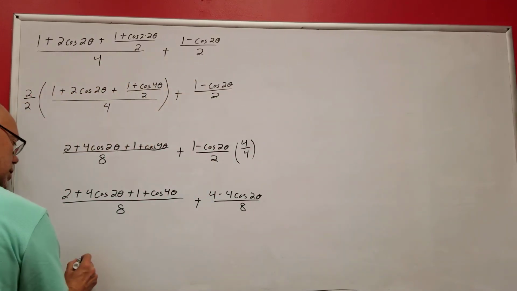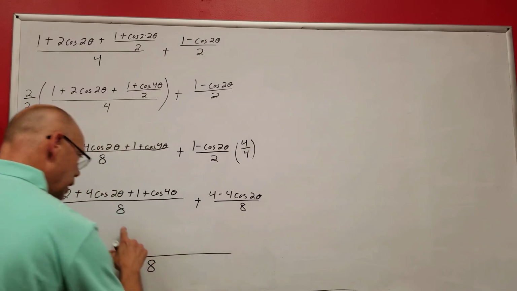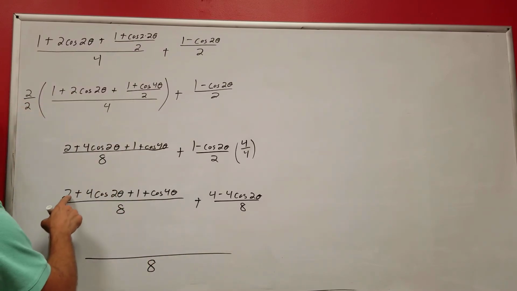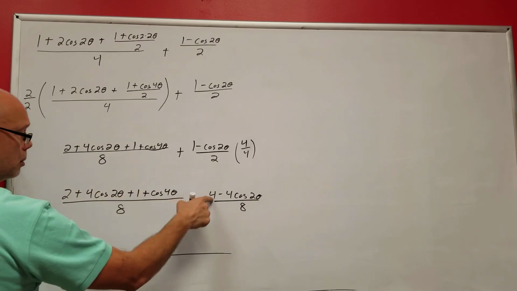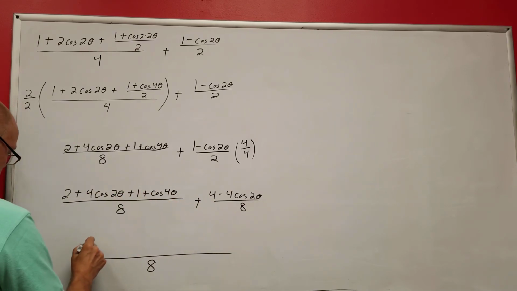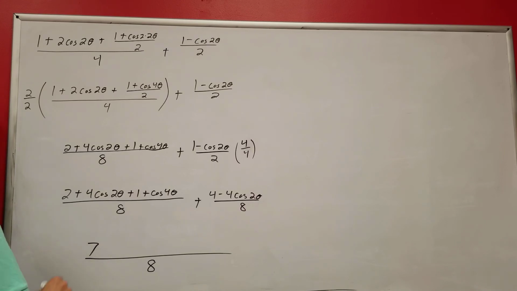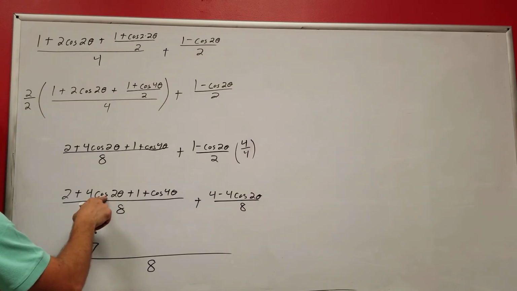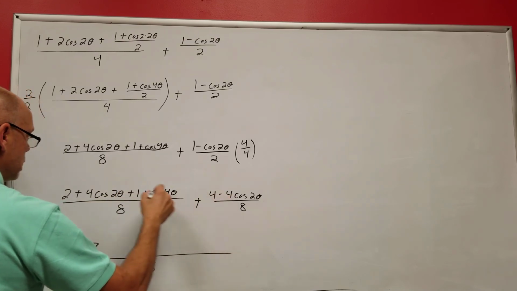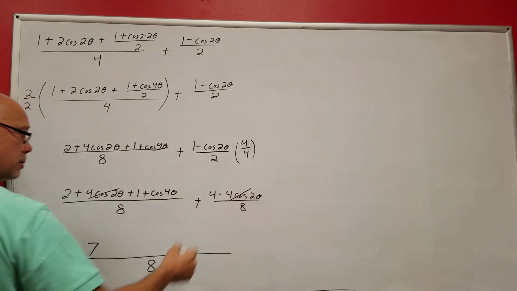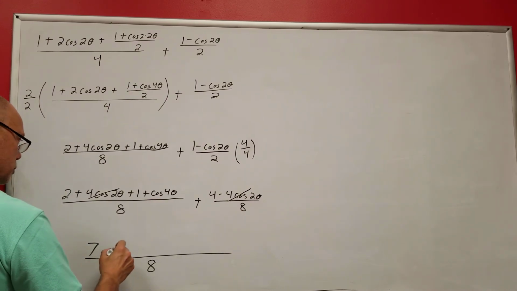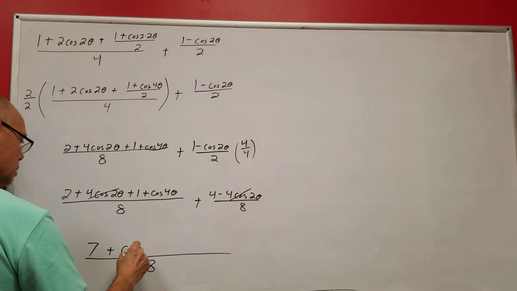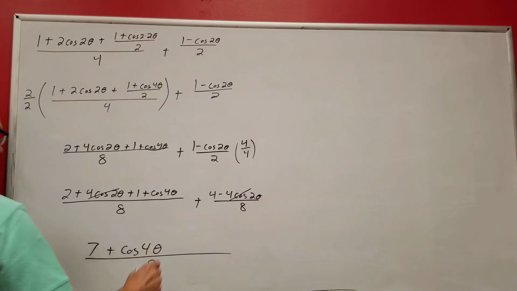All right, so we have a common denominator, so I can write it down one time, 8. Now let's combine the numerators, okay? What will 2 plus 1 plus 4 be? 7? What is 4 cosine of 2 theta minus 4 cosine of 2 theta? Those are going to zero out, right? So what am I left with here? I'm left with plus cosine of 4 theta up top.